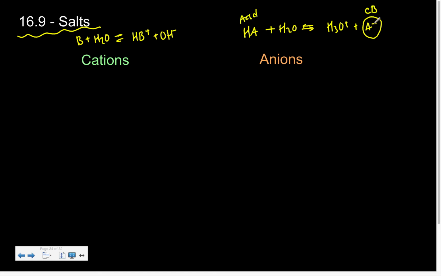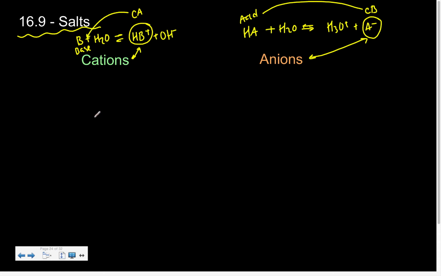Here's its conjugate base, which means that anions of a salt can be thought of as the conjugate base of an acid. Likewise, cations can be thought of as the conjugate acid from a base. All right.